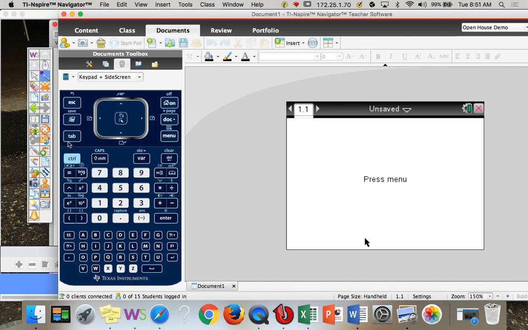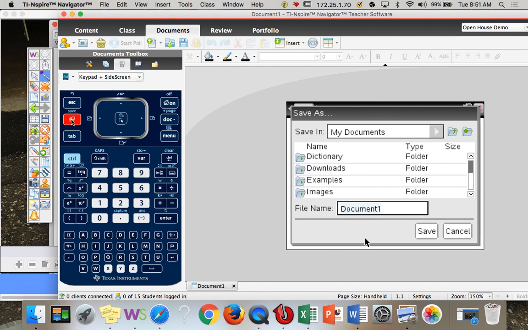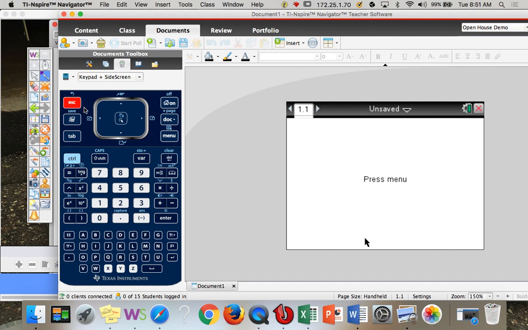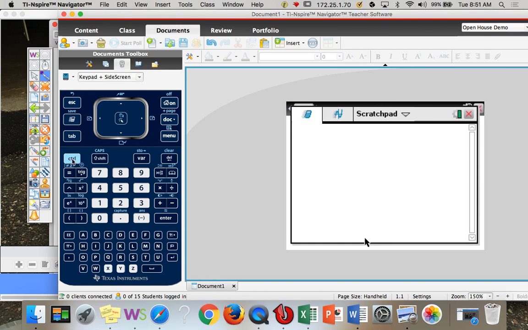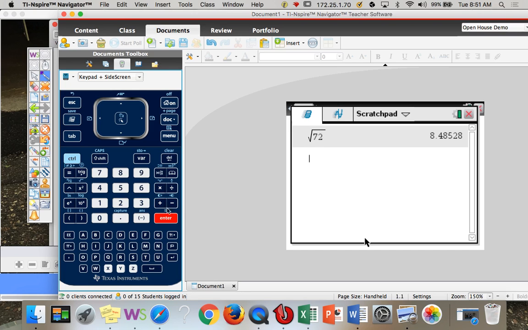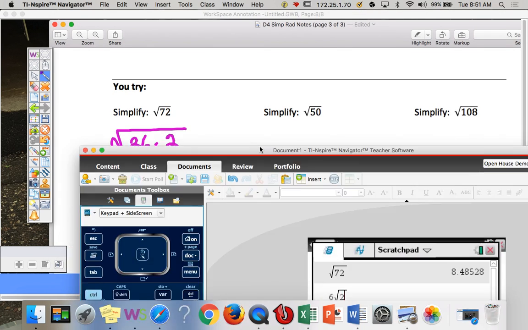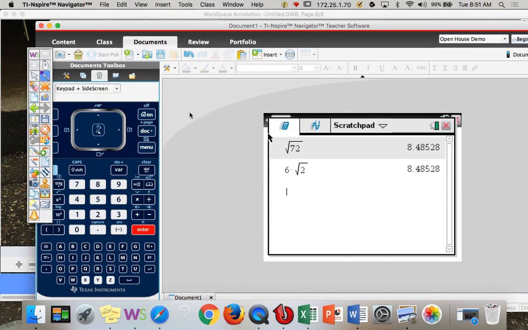If I type these in, so if I do the square root, let's go here. All right, so if I go to square root of 72, hit enter, and if I type in 6 square root 2, which is the equivalent form, we should get the same decimal, and we do. So you can see how they're equal.